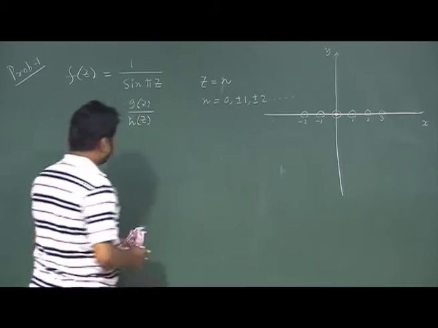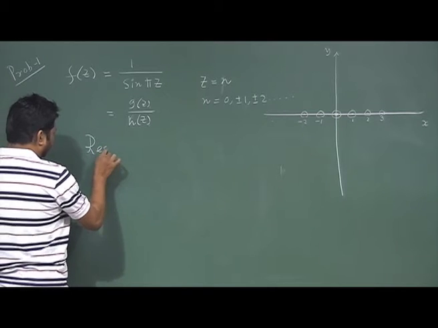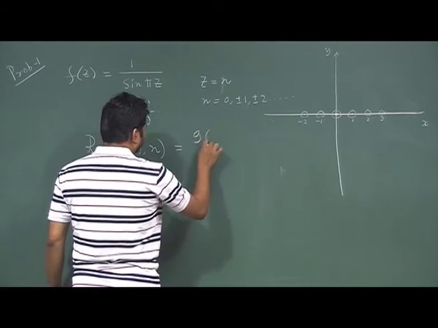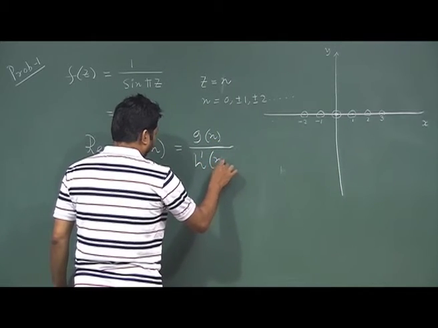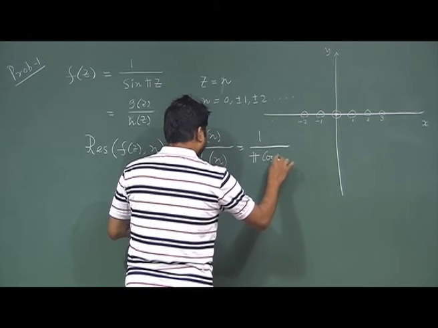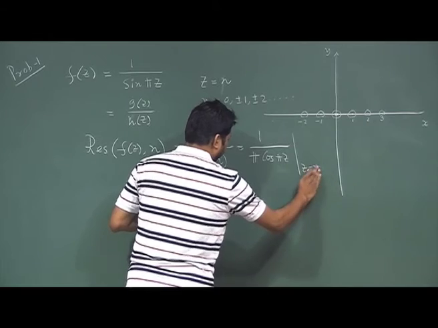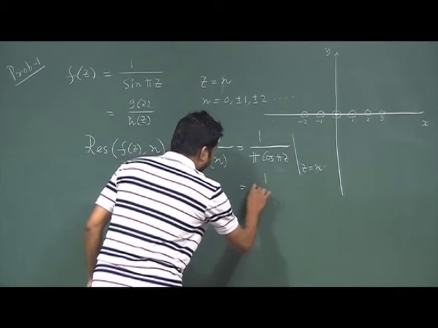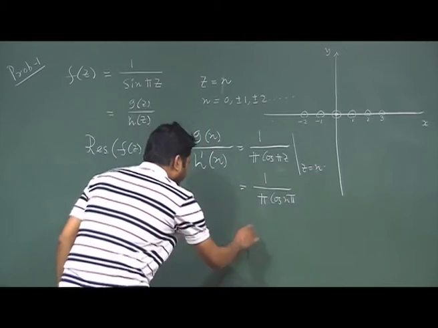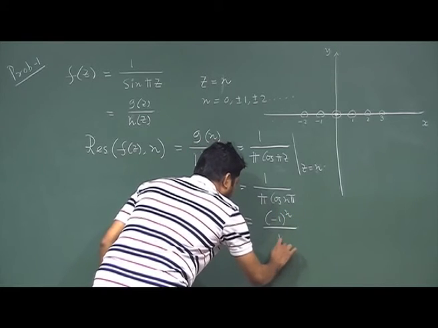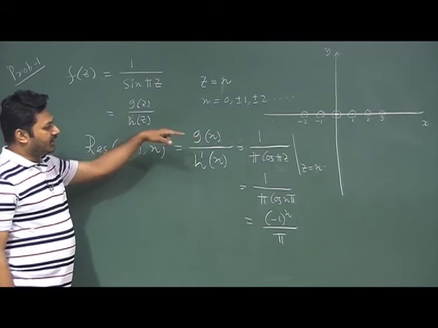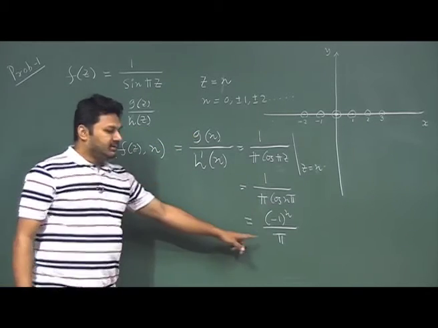The same thing. Here the residue will be f of z at n point, and the function is g of n divided by h prime of n, which is 1 divided by h prime, which is pi cos of pi z, evaluated at n point. Now if I put it, it will be 1 divided by pi cos of n pi. And we know cos of n pi is minus 1 to the power n, so the residue is minus 1 to the power n divided by pi. It is the most general form of finding the residue, because there is an infinite number of singular points. If I take all points together, this will be my result.